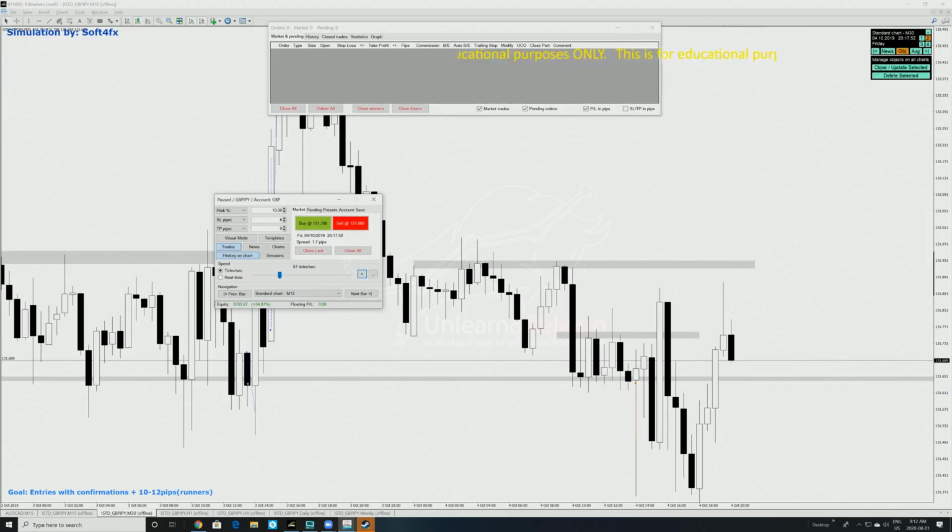When your confirmation was on the 30-minute and you waited for the close of 1 hour to check your fake out, does it increase the probability of it not being a fake out? Sometimes it does. So basically, in this simulation, we went over zones. We went over some confirmation entries, and we also went over a little bit of impulse entries, right?